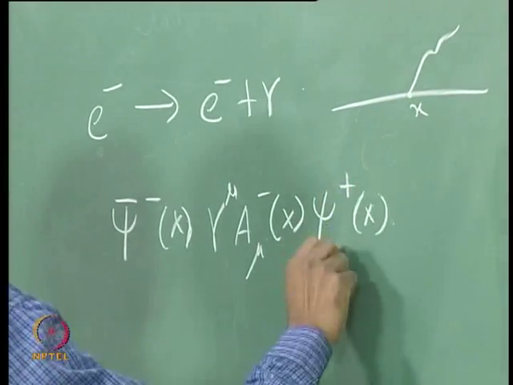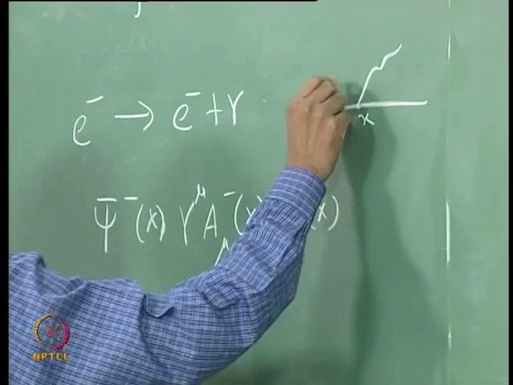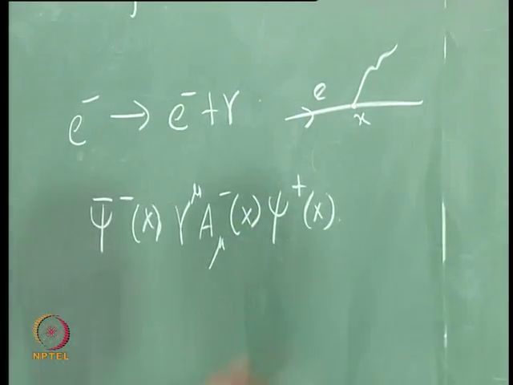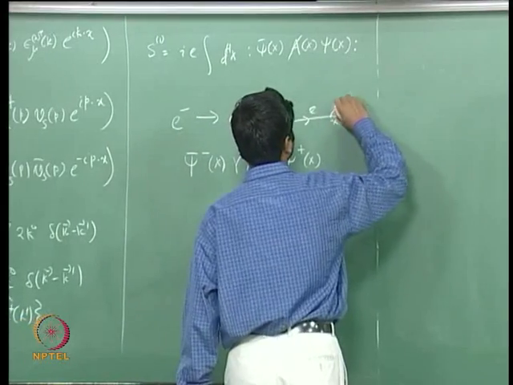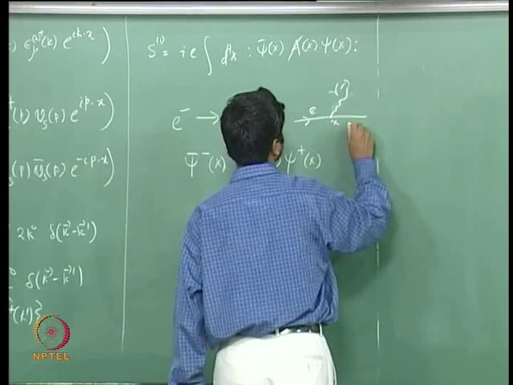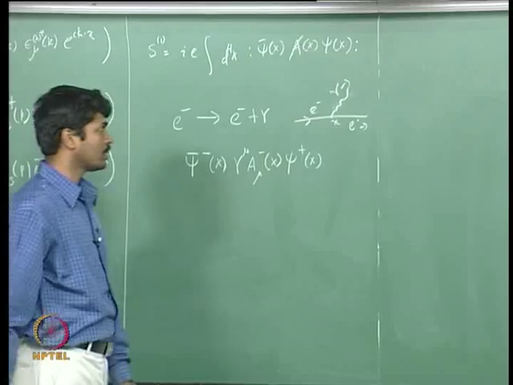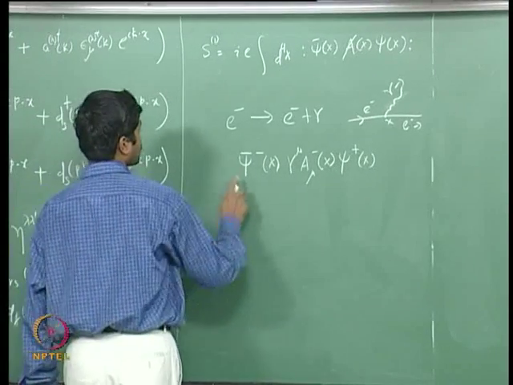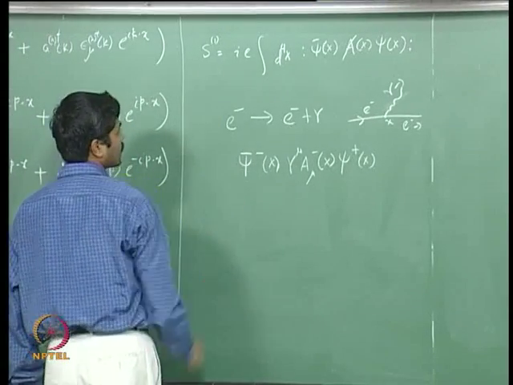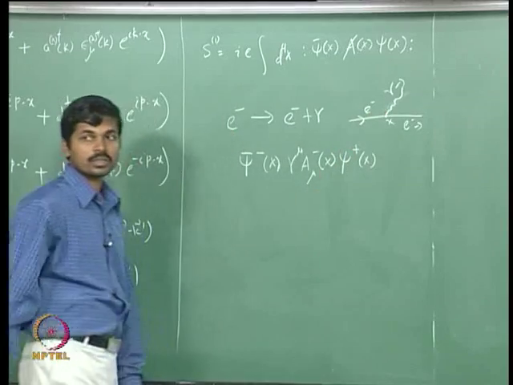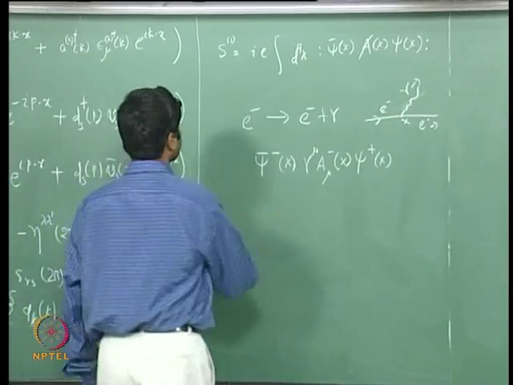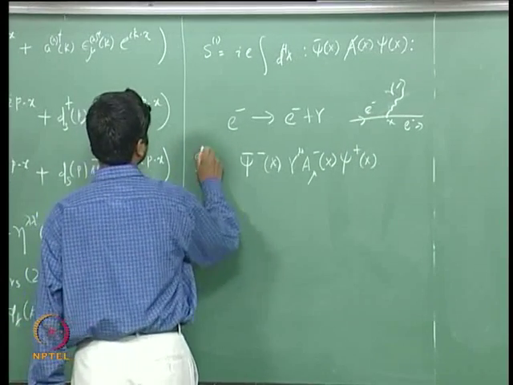So, if this is x, then an electron is annihilated here, and an outgoing photon and an outgoing electron are created at x. So, this is the term in the S matrix which can contribute to this process. We will consider this process and then we will evaluate it.